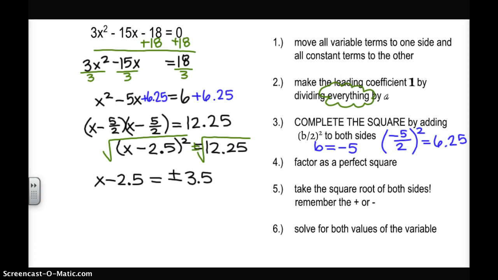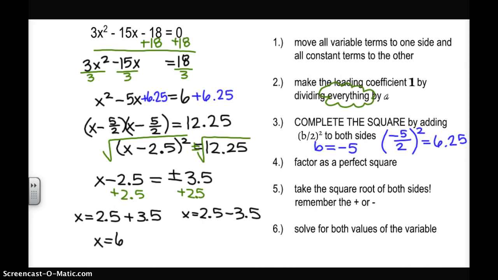Then, to finish solving, solve for the variable on both sides. Add 2.5 on both sides. Not 25, my bad. So x either equals 2.5 plus 3.5, or x equals 2.5 minus 3.5. That means x either equals 6, or x equals negative 1. That is a tougher version, but the steps stay the same.